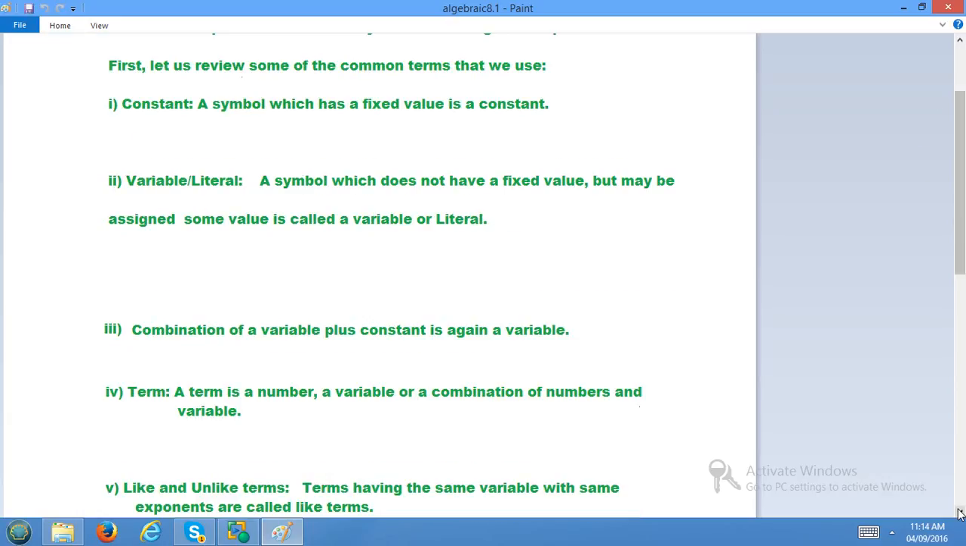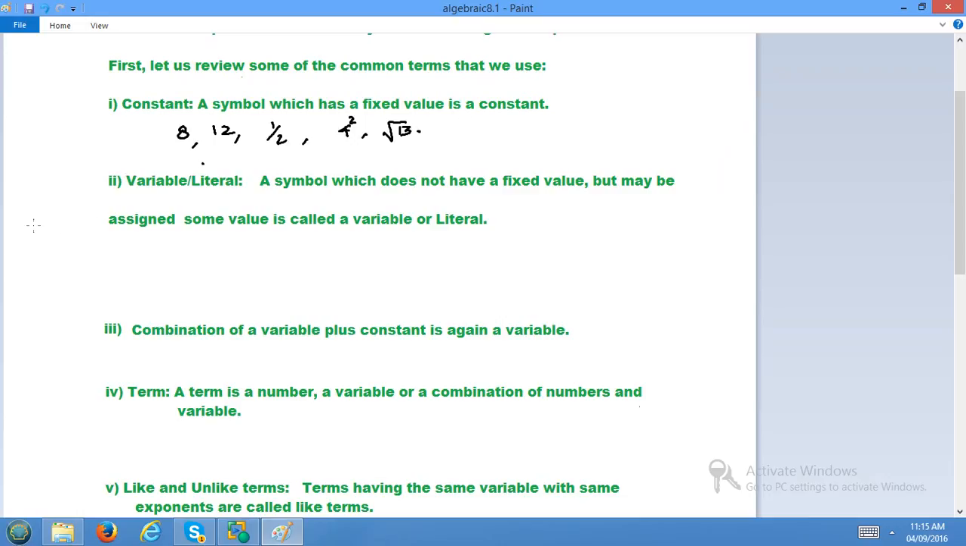You say it's a constant. A symbol which has a fixed value is a constant. So we say 8 is a constant, 12 is a constant, or 1 by 2, a half, is a constant. Or 4 square is a constant. A fraction, anything that has a fixed value, is a constant. Even a term like root of 30 is a constant, whatever it is.